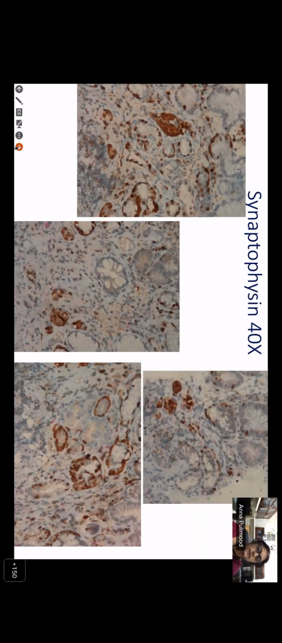What am I seeing? Normally, are there so many endocrine cells in the body? No, ma'am, they're mostly only scattered. Scattered. Okay, but here you're seeing nests of endocrine cells.